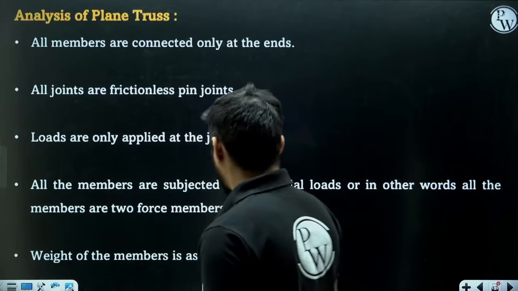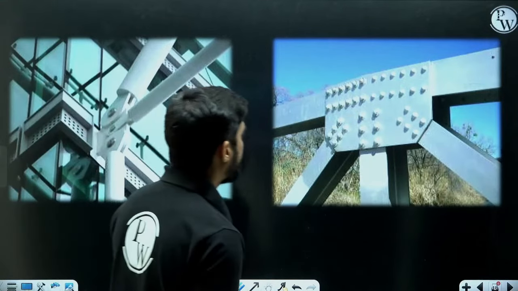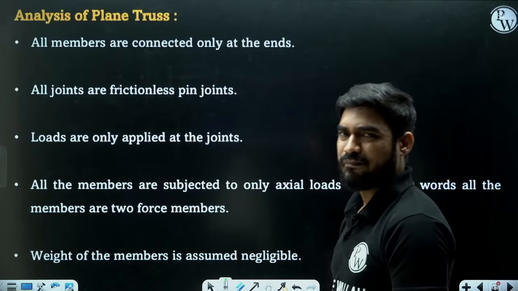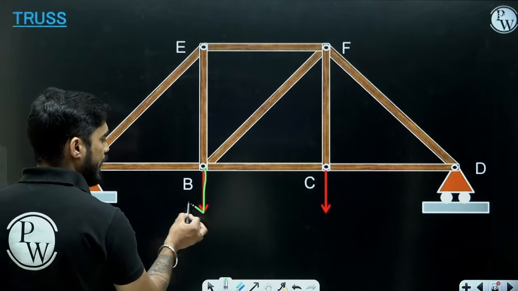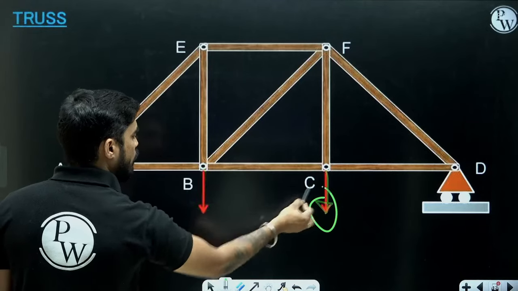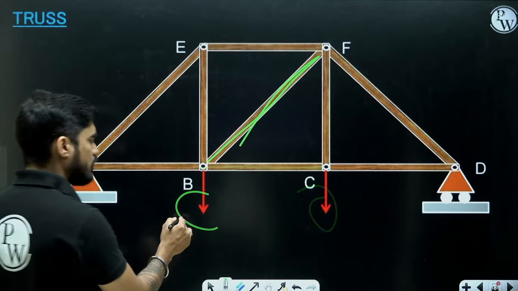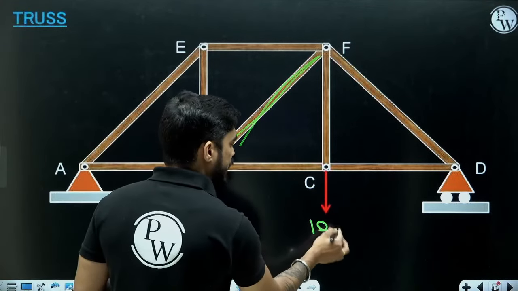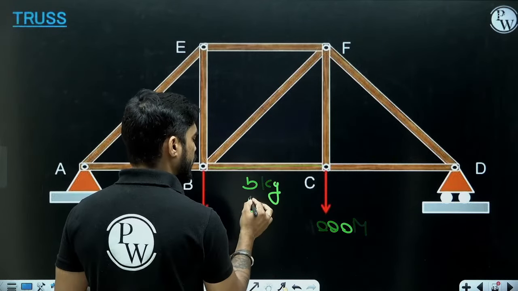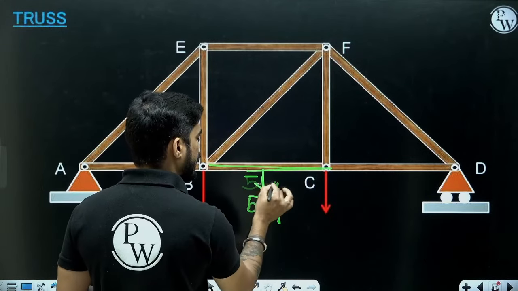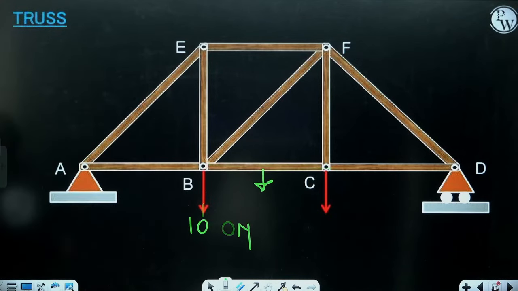Now the weight of the members is assumed negligible. What does that mean? When we consider the analysis of a truss, they are subjected to some very heavy loads. Compared to these very heavy loads, the weight of the members is nothing. For example, let's say they are subjected to 1000 N, and the weight of each member is, let's say, 5 kg. 5 kg means roughly 50 N. So the weight of a member is 50 N and they are subjected to a force of 1000 N. Compared to 1000 N, 50 N is nothing.